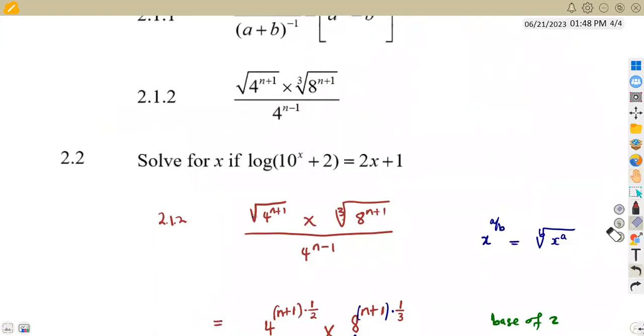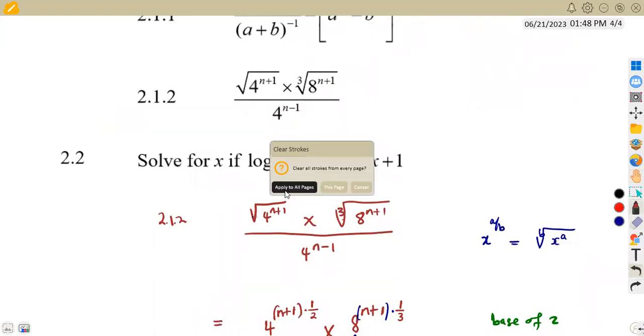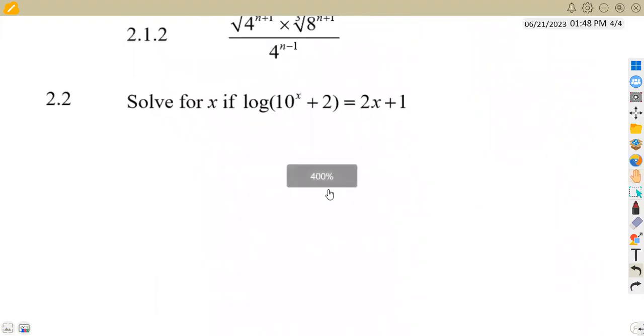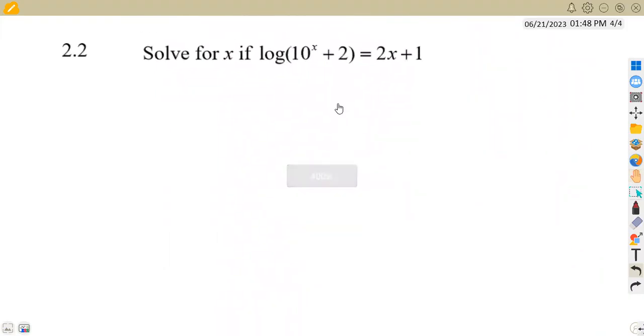All right, so let us check what we got on question 2.2, where we are given this time to solve for x if the logarithm of 10 to the exponent of x plus 2 is being equated to 2x plus 1. All right, this is a log equation. Yes, we all agree that this is a log equation. But how can we go about this? We are given a log on the left-hand side, a normal expression on the right-hand side. So how can we convert this into an equation that we are used to?